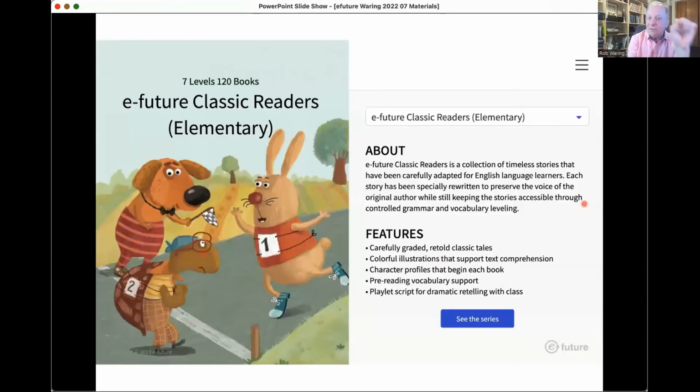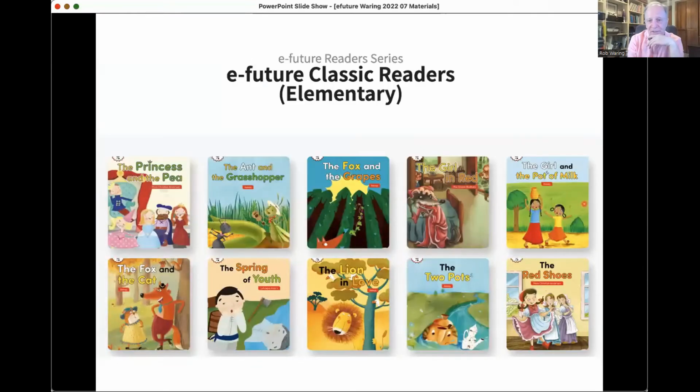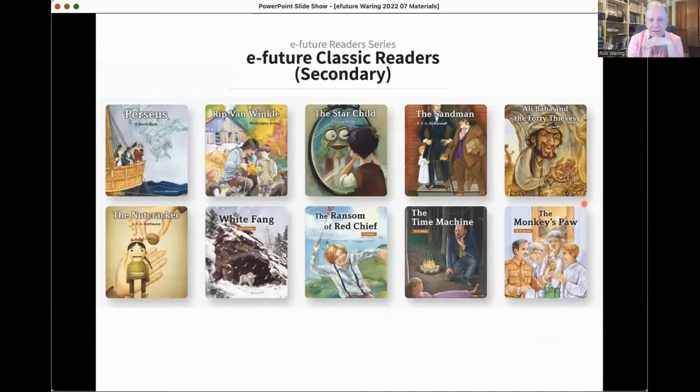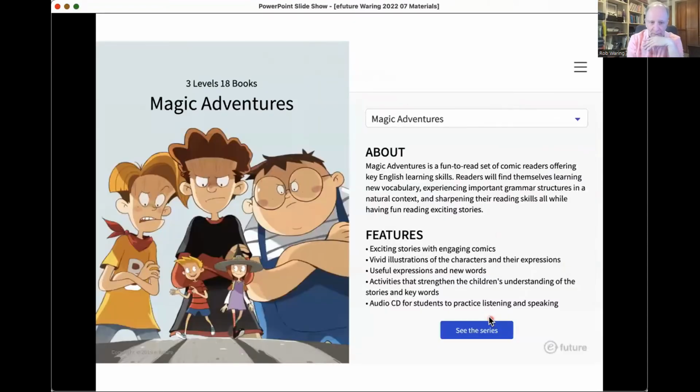Then we have Classic Readers. So these are low level with very systematically recycled language. There's 120 books of classic stories. And these are some of the classic stories that you will see. We have Classic Readers at secondary level. So these are for higher level students. And you can see here, the books look a little bit different. They're famous classic stories, usually retellings of famous books like White Fang or Rip Van Winkle and so on and so on. Then we have a series of comic books, Magic Adventures.